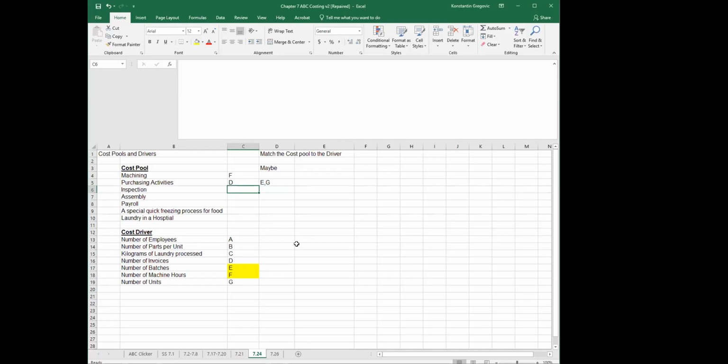What about inspection? We've got number of units. What do you got left here? Number of units, number of invoices, number of parts per unit, number of employees. Can A be part of it? Inspection, number of employees. Okay, so you say A. Anybody else? Let's put that in maybe. Misker says G, number of units. Okay. Tulip says F. We got tons here. A, G, F. What's F? We already used F up here, machining hours. I think we got to use one per cost pool. But that's fine. I'll put F on there.